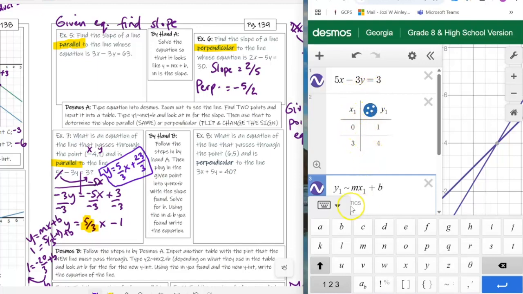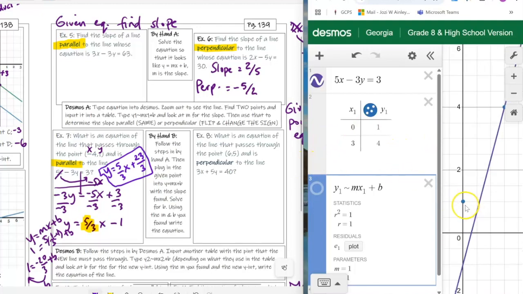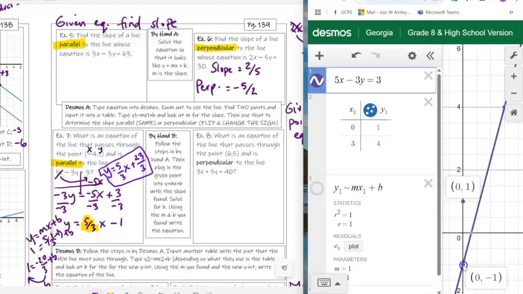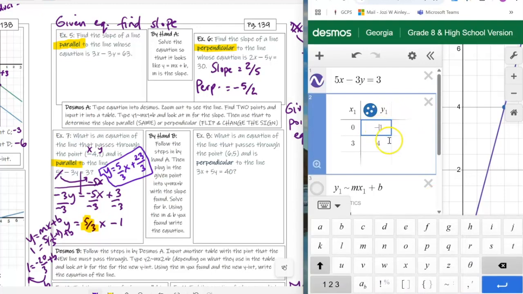All right, something's wrong because you can see the lines aren't matching, right? So let me double check my point. Let's get rid of that. Let me zoom fit here. Wait a minute, what did I type? This is 0, 1. Oh, y'all, I'm tripping. I was supposed to type 0, -1. Miss Ainley is tripping, which is why it's important to check to make sure that it goes through your 2 points the entire time.